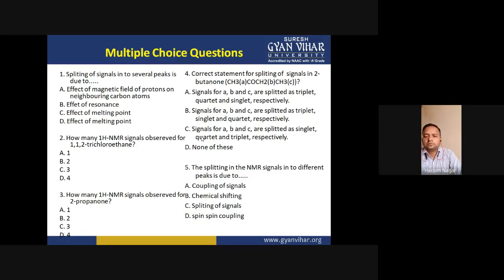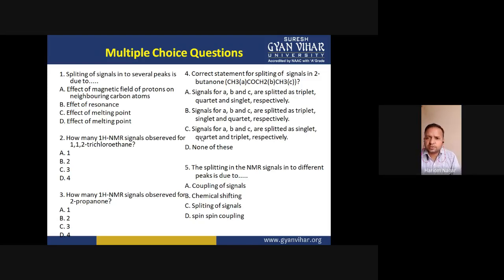Now, the question answer session is there. Multiple choice questions here based on this lecture. The first question is, the splitting of a signal into several peaks is due to what? Either the effect of magnetic field of protons on neighboring carbon atoms, or the effect of resonance, effect of melting point, effect of boiling point.